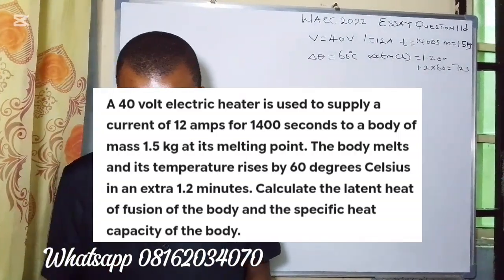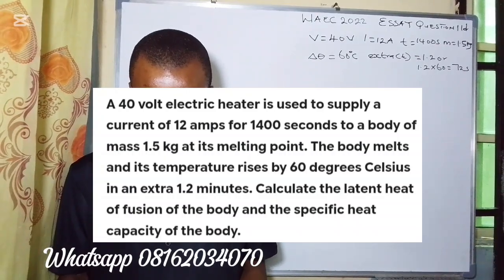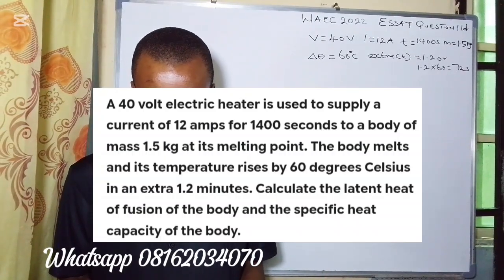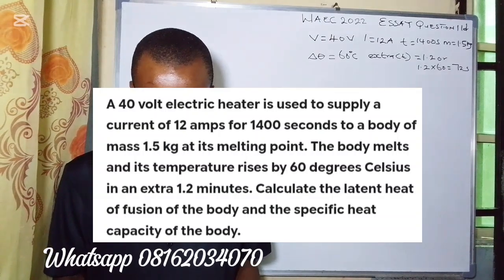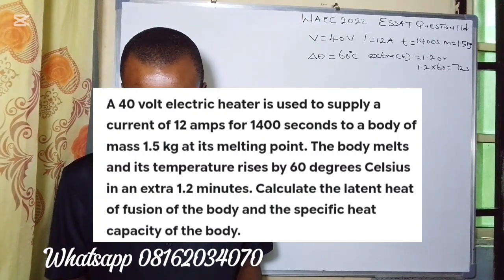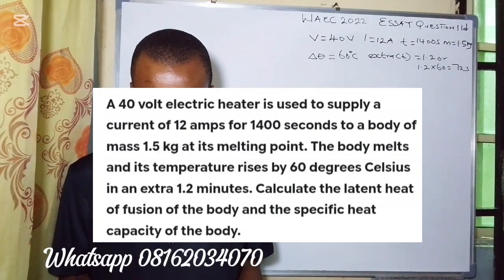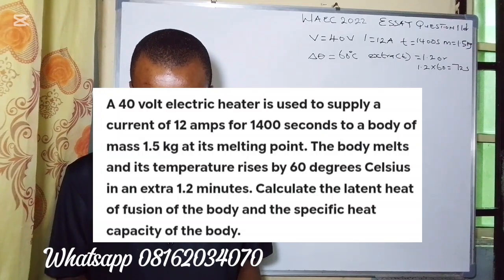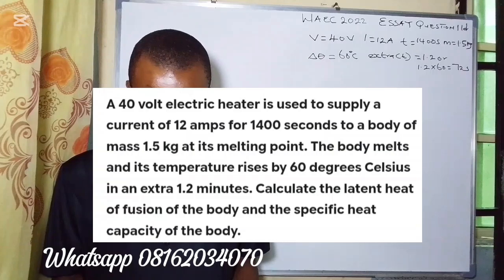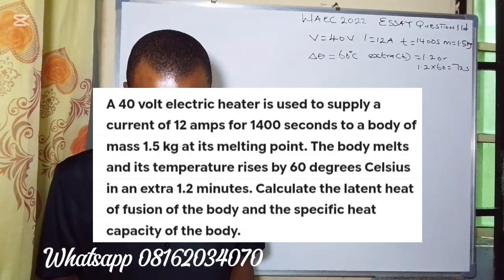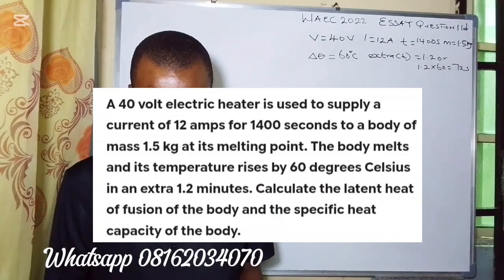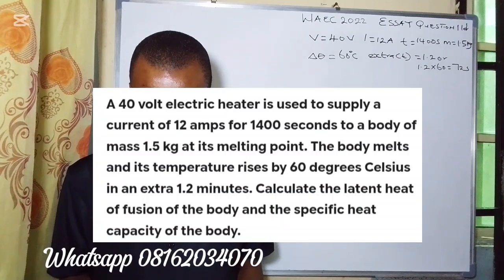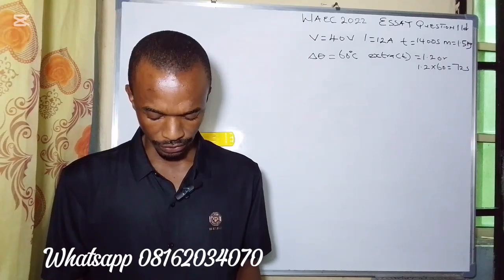Question 11D reads: a 40-volt electric heater is used to supply a current of 12 amperes for 1400 seconds to a body of mass 1.5 kg. At its melting point, the body melts and its temperature rises by 60 degrees Celsius in an extra 1.2 minutes. Calculate the I, latent heat of fusion of the body, II, specific heat capacity of the body.